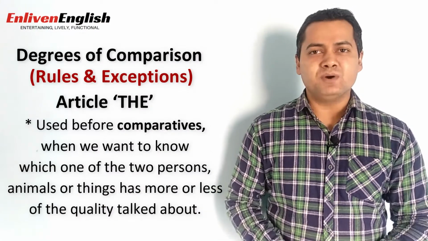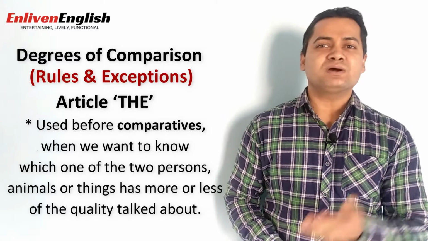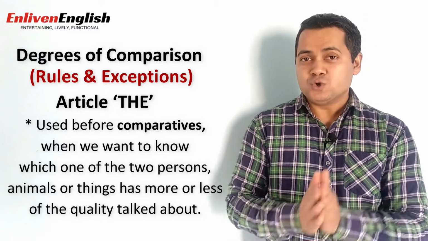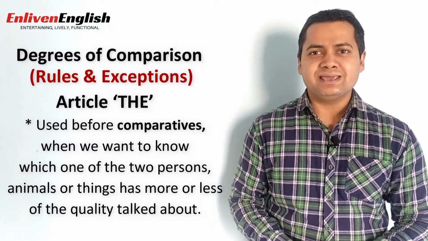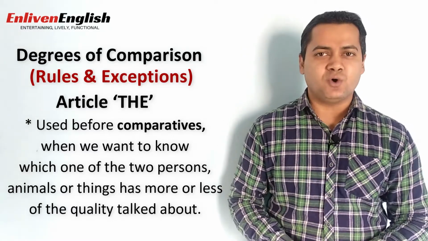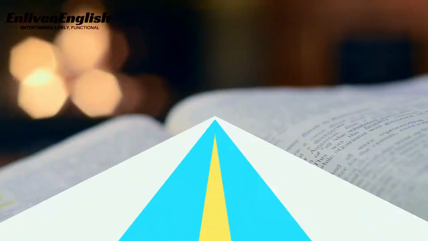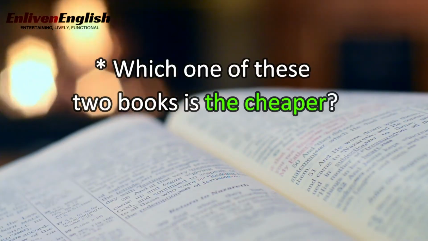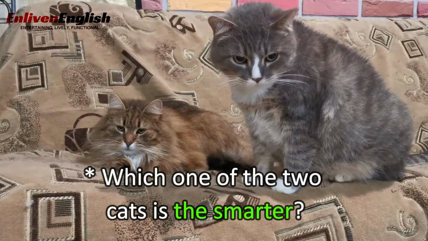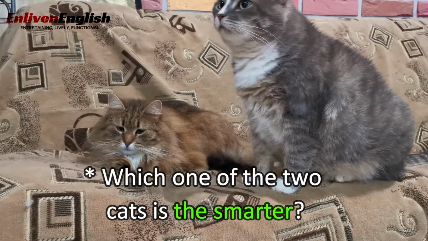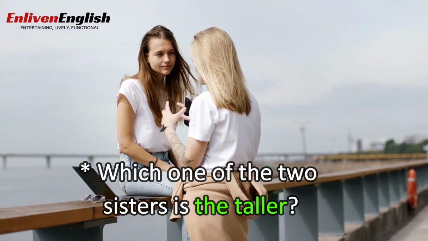Now we need to remember one more rule, that we also use article the before a comparative degree when we want to know which one of the two persons, animals or things has more or less of the quality being talked about. Let's see some sentences. Which one of these two books is the cheaper? Which one of the two cats is the smarter? Which one of the two sisters is the taller?